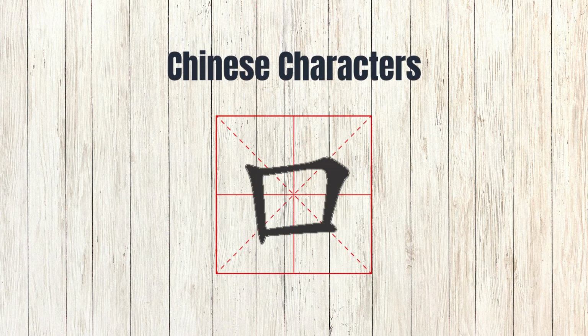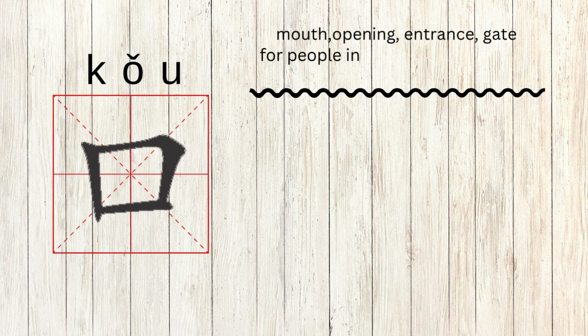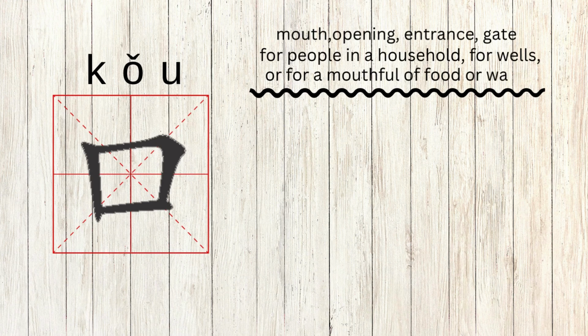Today, we are going to explore an ancient Chinese character. Its pronunciation is 口. It means mouth. It can also mean an opening, an entrance, or a gate. It is also used as a measure word in Chinese for people in a household, for wells, or for a mouthful of food or water.